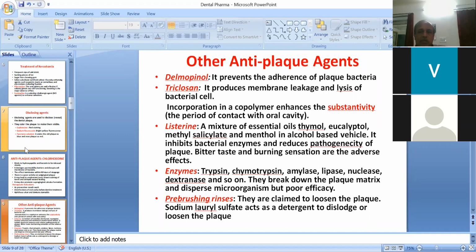Then various enzymes can be used, for example, trypsin, chymotrypsin, amylase, lipase, nuclease, etc. Though they break down the plaque matrix and disperse the microorganisms, they have poor efficacy. That is the problem with this. Then there are pre-brushing rinses, which are claimed to loosen the plaque, for example, sodium lauryl sulfate, which acts as a detergent to dislodge or loosen the plaque.